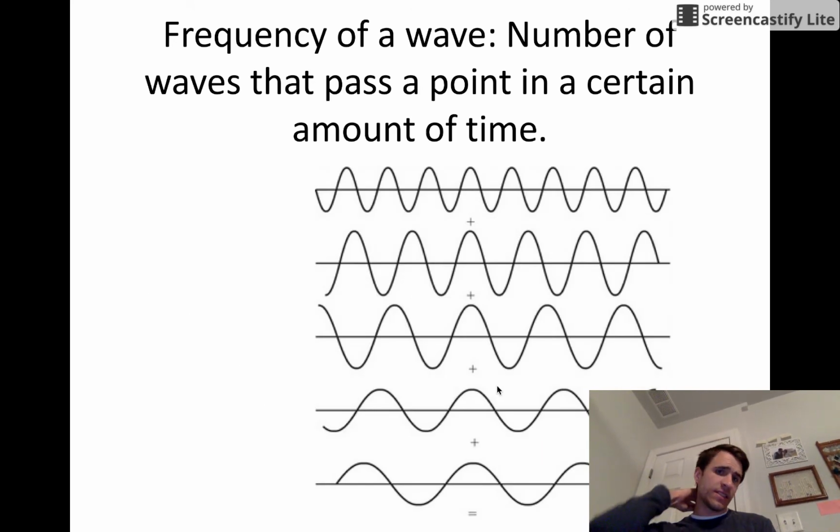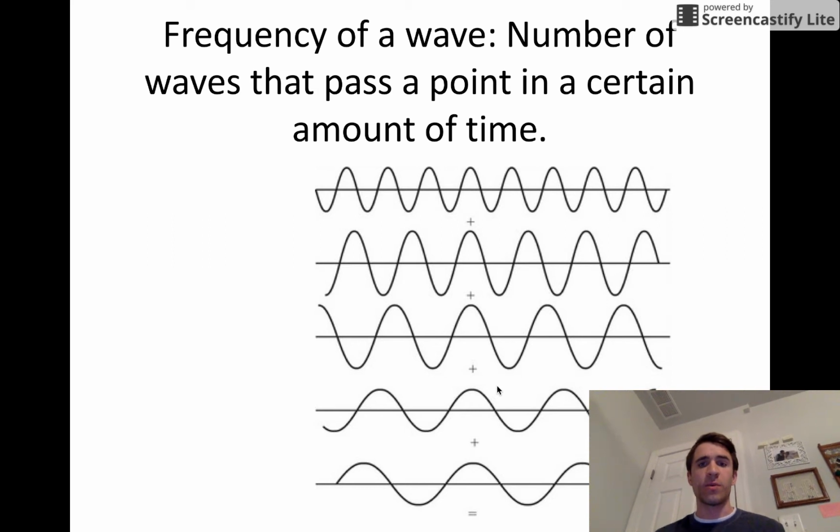A really important note, guys, is the frequency of waves. So frequency is really similar to wavelength, right? Make sure to write this definition down: frequency is the number of waves that pass a point in a certain amount of time. So up here at the top wave, you can see there are a lot of waves passing this point. So we have 1, 2, 3, 4, 5, 6, 7, 8. Down here, you just have 1, 2, 3.